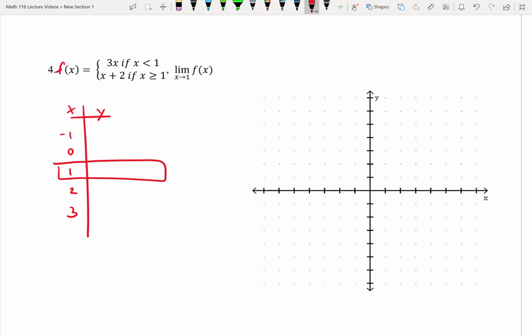So negative 1 is less than 1, that gets plugged into 3x. 0 is less than 1, also gets plugged into 3x. So we have negative 1, negative 3, 0, 0. And then 1 gets plugged into each. Plugged into the top, I'm going to get 3, but that's going to be an open circle on my graph. So the left part of my graph would look like this.